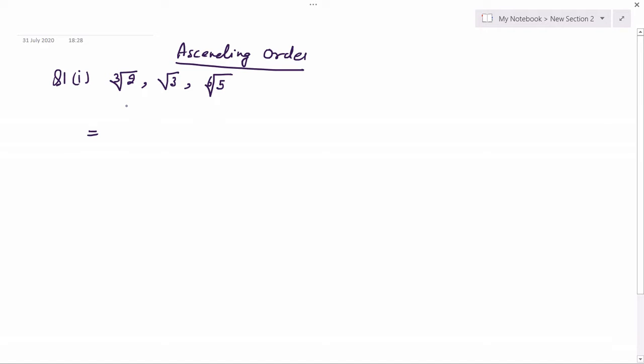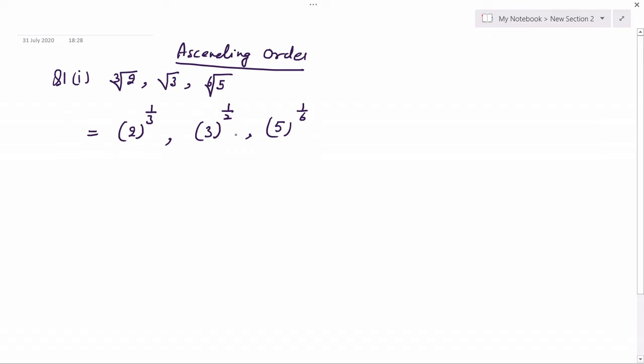Now first of all you will write down them in the exponential form. So how will you write this number? I can write down this number as 2 raised to power 1 by 3 because nth root is to be represented as 1 upon n. So this is cube root, so 1 upon 3. The next one is 3 raised to power 1 by 2 because this is square root. And the next one is 6th root, so 5 raised to power 1 by 6.